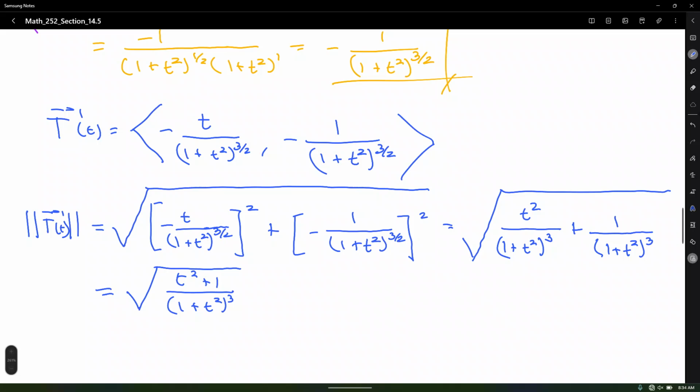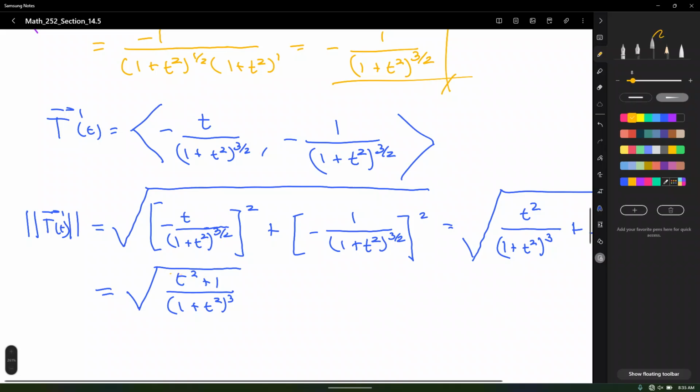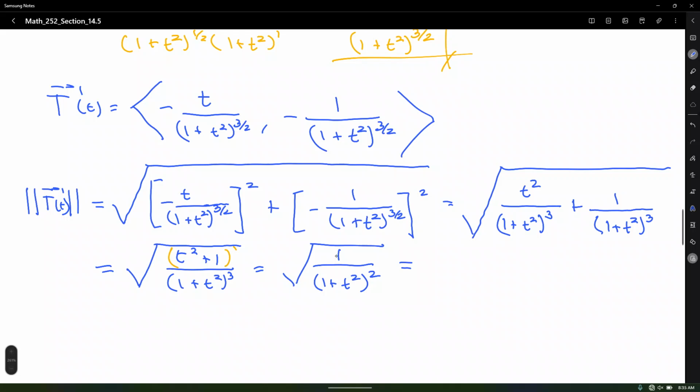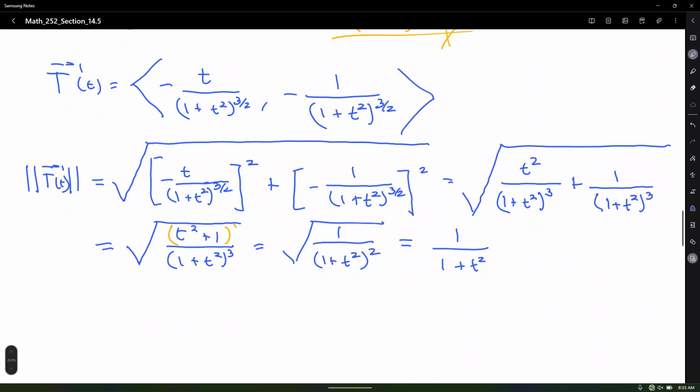And hopefully we can see that t squared plus 1 is the same as 1 plus t squared. So here we can reduce powers, right? I mean, think of this as an invisible power 1. 1 minus 3, that's negative 2, or 2 powers in the denominator, that is 1 over 1 plus t squared squared. And here we could use the quotient rule for radicals, that is the square root of 1 in the numerator, which is simply 1, and the square root of this quantity squared, which is simply 1 plus t squared. All right? So that is the magnitude. That's a magnitude of the derivative of the unit tangent vector.